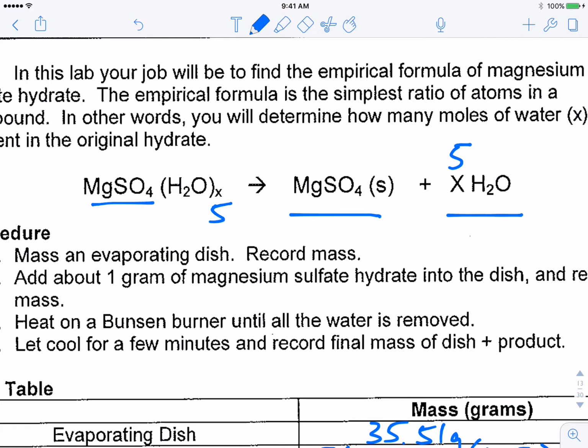And so what we figured out from our calculations is that these numbers that we put in front of these chemicals when we balanced equations actually represent moles. So our calculation shows that for every 1 mole of MgSO4·5H2O, you will make 1 mole of MgSO4 solid and 5 moles of water. Okay, so that's what our calculation shows us.